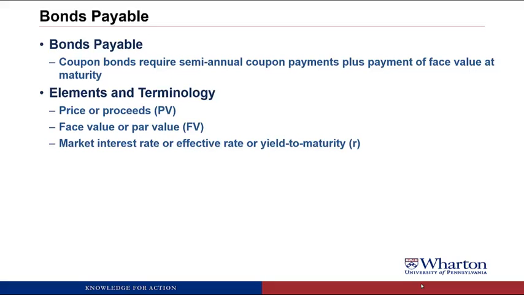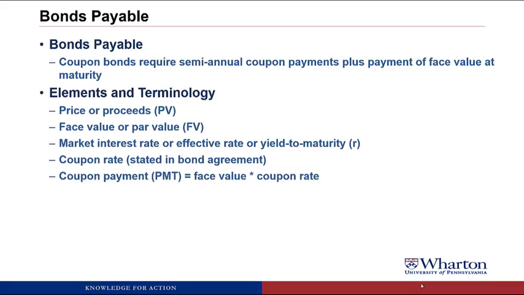That's what rate the investors are willing to lend money to the company at. We're going to have the coupon rate, which is stated in the bond agreement, and that's going to determine the coupon payment, which is the payment in our present value calculations, which equals the face value of the bond times the coupon rate. And then the number of periods to maturity is going to be N. And so we're going to go through examples and see how all of this works.